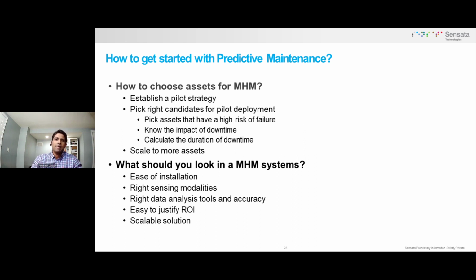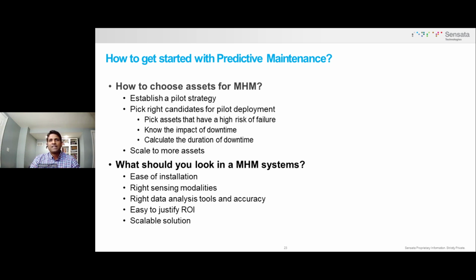So once you have started the pilot program, if you have selected the right candidates, what should you look for in an online condition monitoring system? The first is it should be easy to install. It should not take more than 10 to 15 minutes to install one sensor.